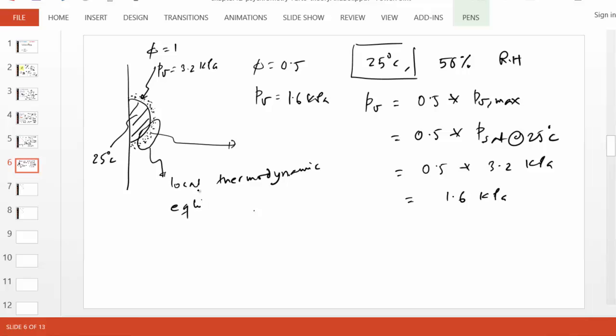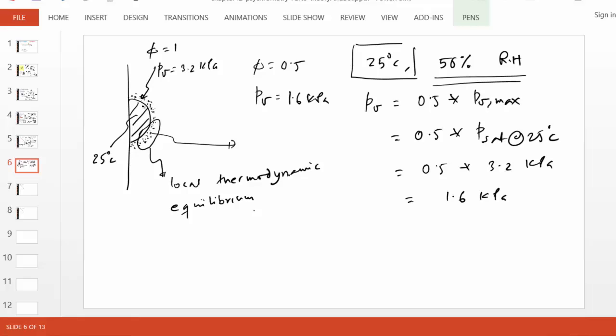So even though the air is not saturated, it is only 50% RH, relative humidity, the water vapor next to the droplet has a higher vapor pressure, and this pressure difference drives a flow. And that's how things dry. Whenever there's a pressure difference, you know the fluid will flow. So because of that, the drying takes place.